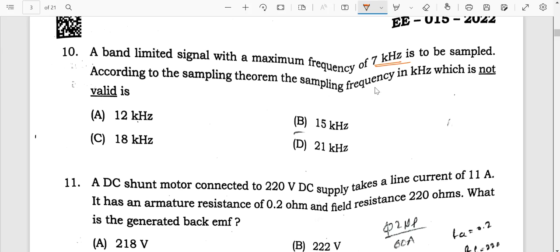As per the sampling theorem, the valid values are: fs must be greater than or equal to 2 times the maximum frequency. So greater than or equal to 2 into 7, that is greater than or equal to 14. So whatever values are above 14 are valid. 15 is valid, 18 is valid, 21 is valid, but the not valid one is 12 kilohertz, which is our answer for this question.